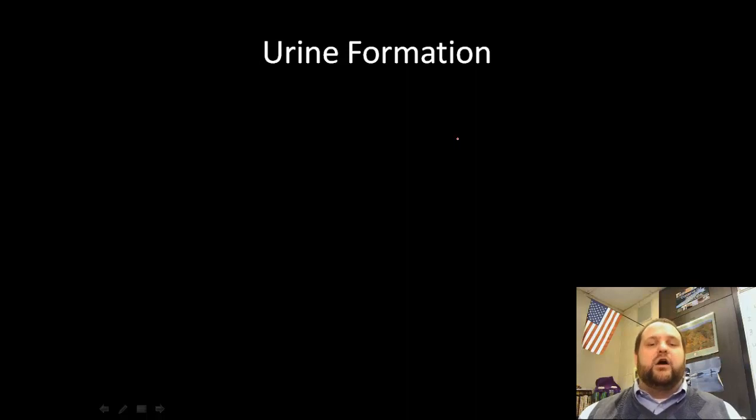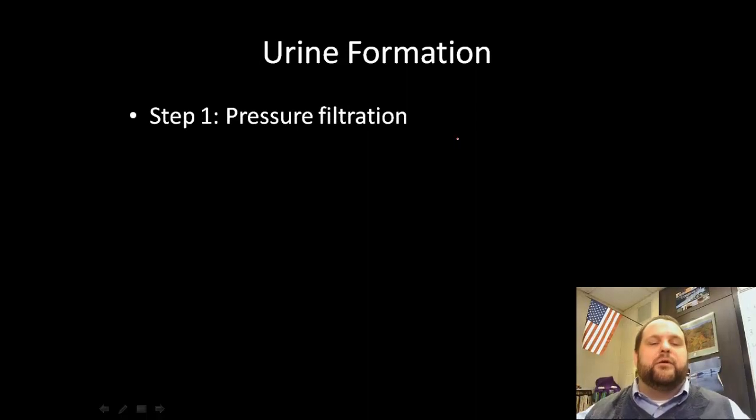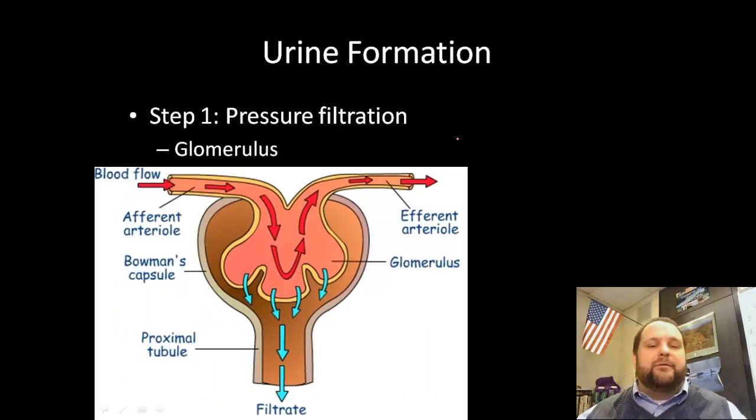It's not like, oh, we just get rid of the bad stuff in the blood and we make urine. There's lots going on with this nephron and this urine formation, and we'll take it step by step. So the first thing that happens is what we call pressure filtration. And we're going to use pressure, or blood pressure, to filter the blood. And that happens in the glomerulus.